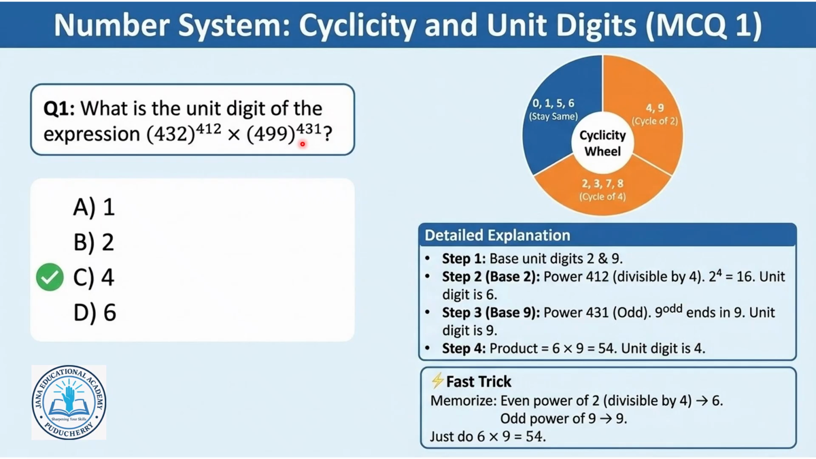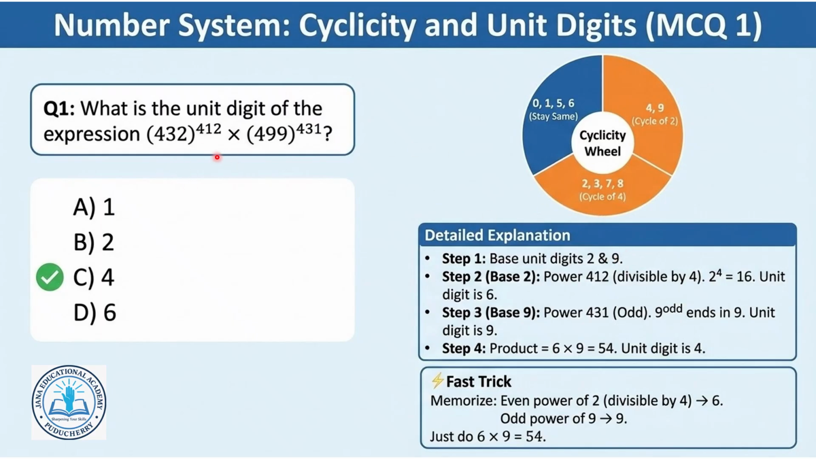It is very difficult to calculate, so now you have to use this cyclicity. I already told you: 2 to the power 1, 2, 2 squared is 4. We have to keep in mind the last digit. Now check these powers. What is the last digit here? The last digit of this number is 2. What is the last digit of this number? It is 9. So the base unit digits are 2 and 9.